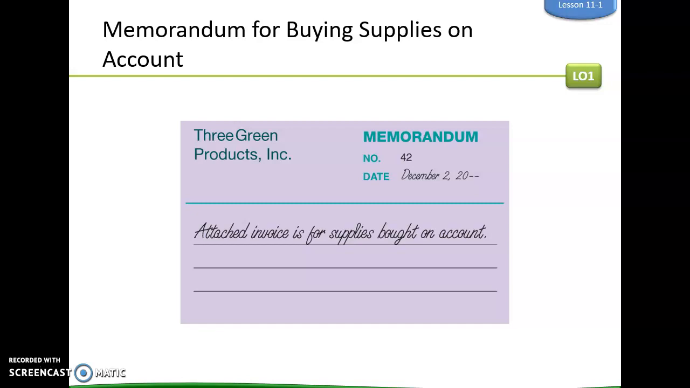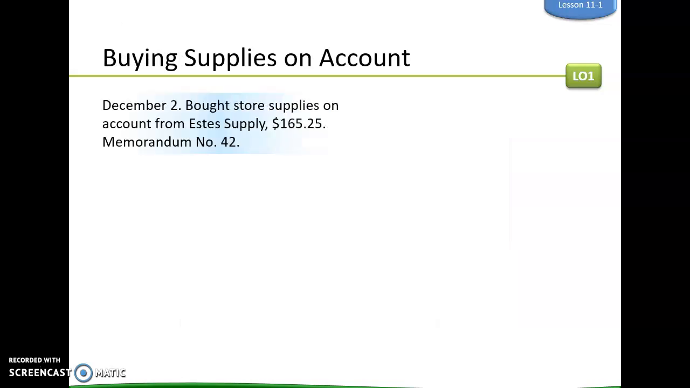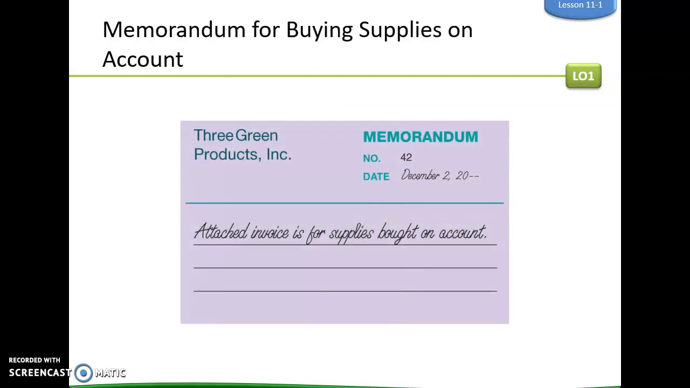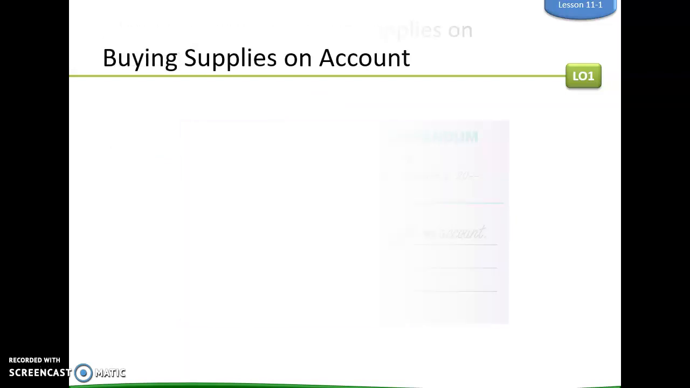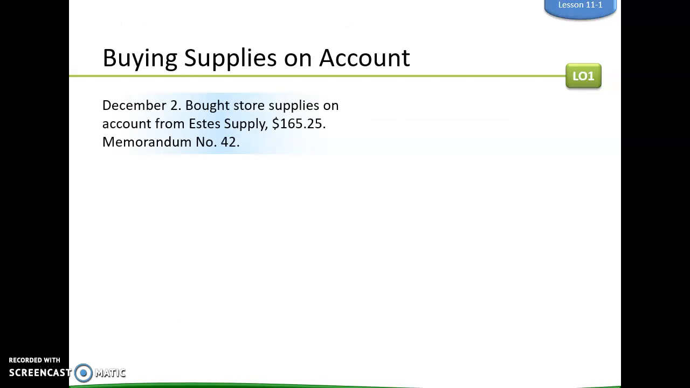So when we buy supplies on account, let's talk about how we journalize this. Again, we cannot put it in a special journal, so we're putting it in a general journal. December 2nd, we bought store supplies on account from Estes Supply for $165.25, memorandum number 42. That's the memorandum that we just saw, okay?